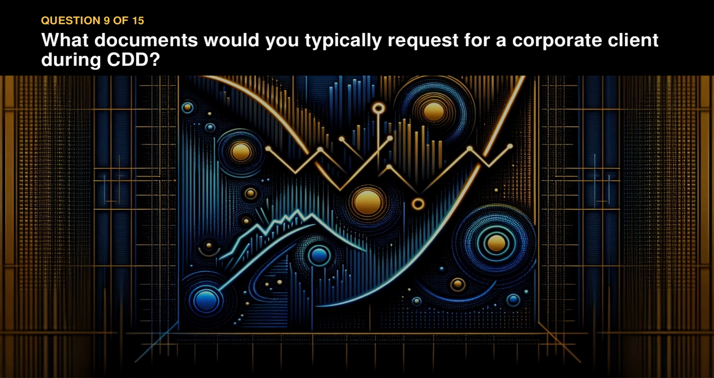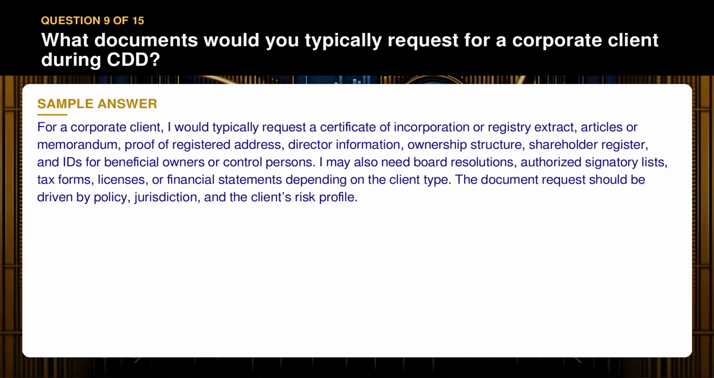Question 9. What documents would you typically request for a corporate client during CDD? For a corporate client, I would typically request a certificate of incorporation or registry extract, articles or memorandum, proof of registered address, director information, ownership structure, shareholder register, and IDs for beneficial owners or control persons. I may also need board resolutions, authorized signatory lists, tax forms, licenses, or financial statements, depending on the client type. The document request should be driven by policy, jurisdiction, and the client's risk profile.